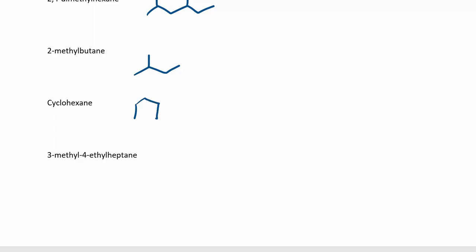Cyclohexane. To draw cyclohexane, we would draw a hexagon. Remember, there is a carbon at every end and bend. In each of these angle points is a carbon. So there's my 6 carbons for the hexane. Cyclo means it's joined in a ring. 3-methyl, 4-ethyl heptane. 1, 2, 3, 4, 5, 6, 7 for heptane. So on carbon 3, I'm going to put a methyl group. And on carbon 4, I put an ethyl group.